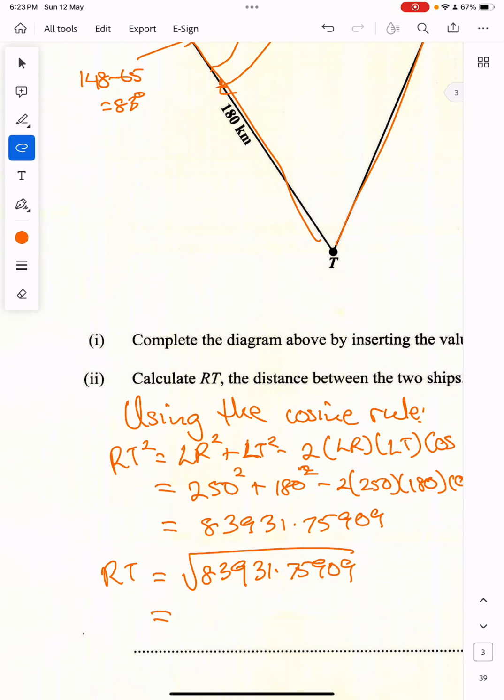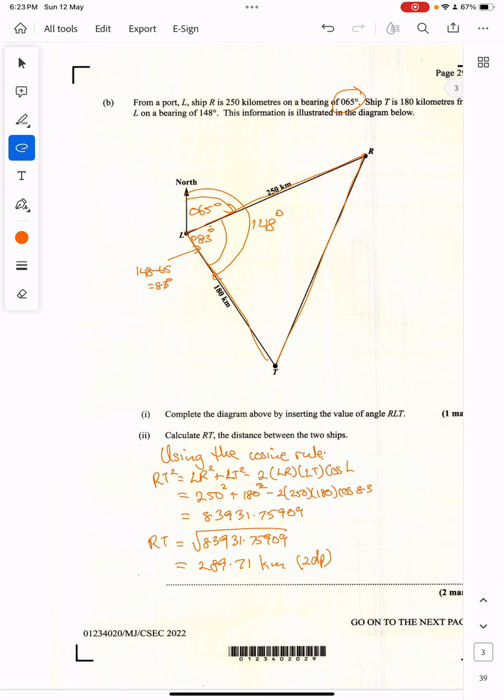And this works out to be 289.71 kilometers, and we work that to 2 decimal places. So that's that, using the cosine rule.